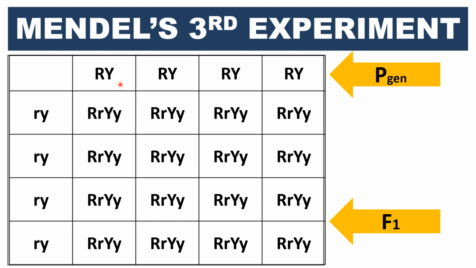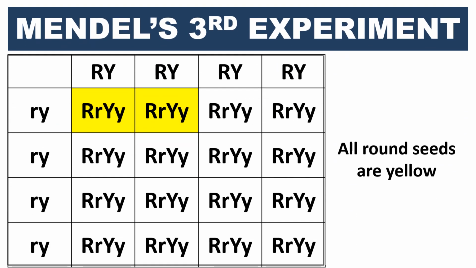Just like in the previous experiments that we had, the F1 generation produced 100% heterozygous round and yellow seeds, and the phenotype is 100% round and yellow. In here, all round seeds are yellow. The F1 offspring is not enough to answer Mendel's question, so another cross has to be done.